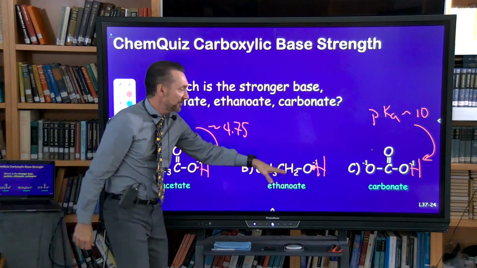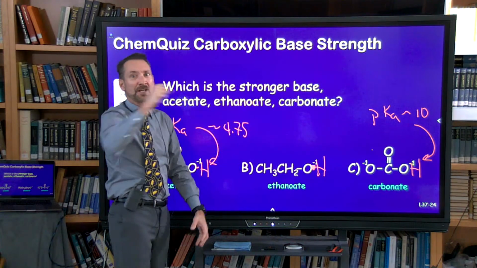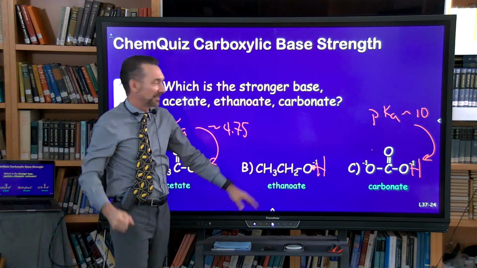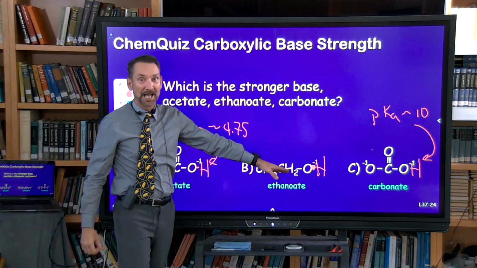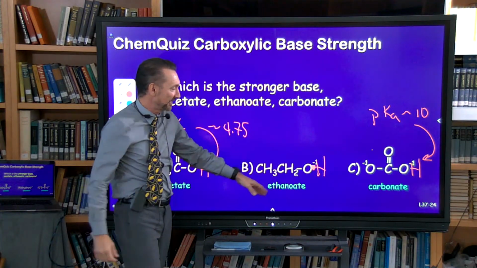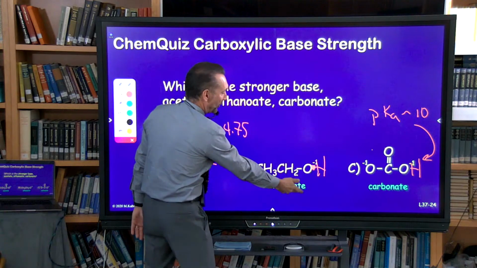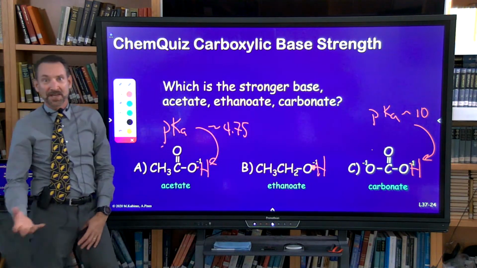If ethanoate's in solution, it's going to rip protons off everything. It's an incredibly strong base because this is a horrible acid. You know what the conjugate acid is? It's just ethanol. You put that proton back on there, you have ethanol.